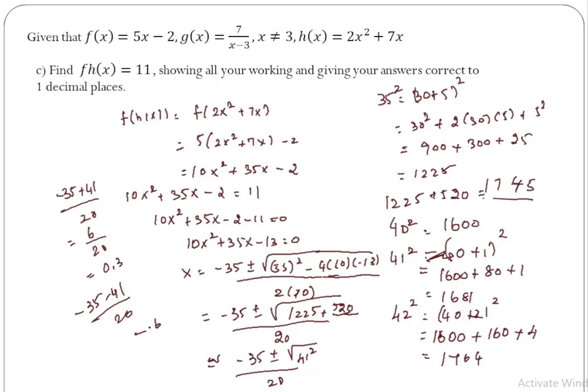Then minus 35 minus 41 divided by 20, that is minus 76 divided by 20. 3 20s are 60, then balance 16, and 8 times 20 is 160. So the answer must be two values. What are the values? One is minus 3.8 and one is 0.3. Like this, if the question does not ask to use a calculator, we can approximate this way. Okay.